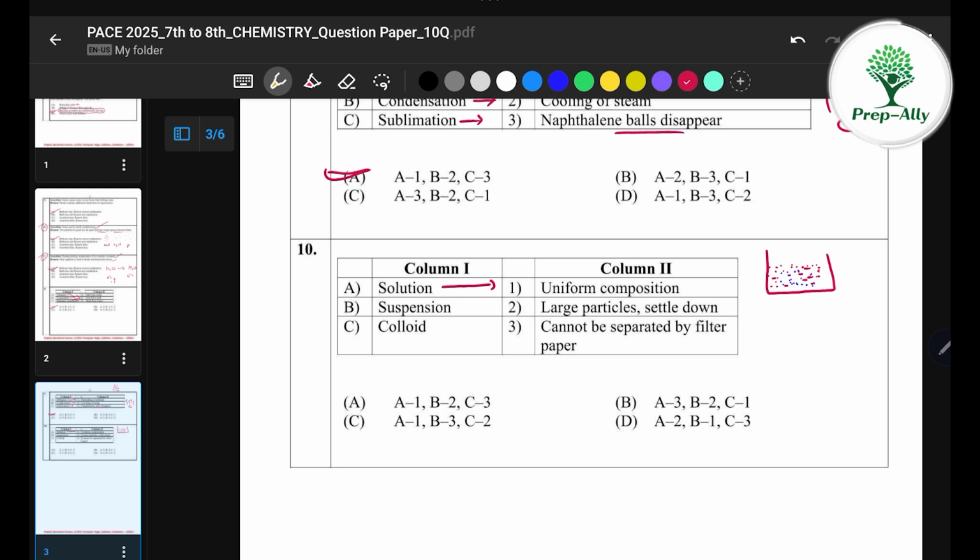Let's suppose if I have sand and water, then what will happen? All the sand will settle down at the bottom, and the remaining water will float on top of the sand. So you will have a different composition at the bottom and a different composition at the top. But if you have a salt solution, salt will spread throughout the container wherever you are making the solution. So that's why we call this uniform composition for a solution.